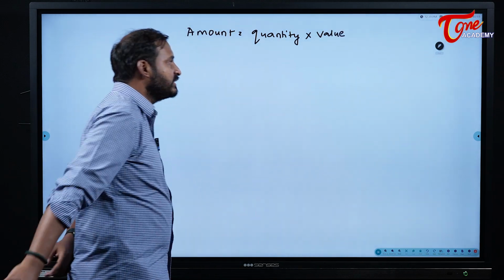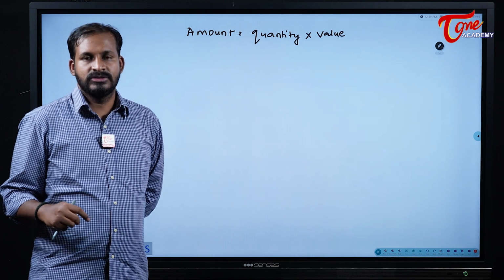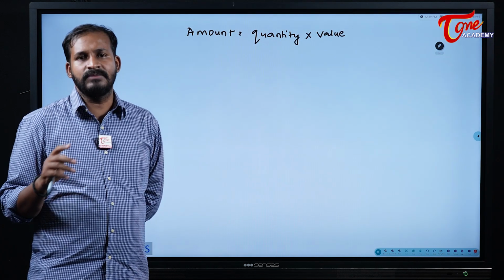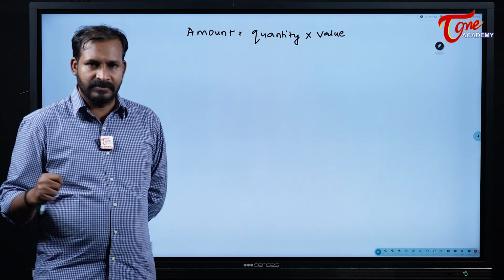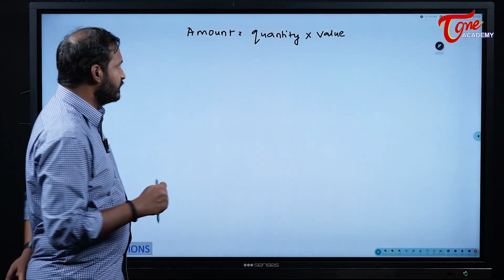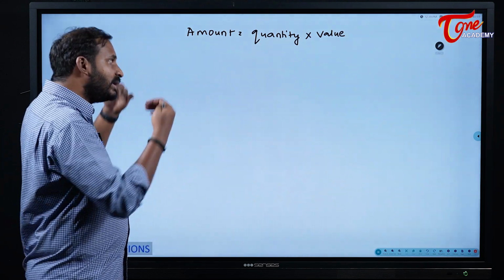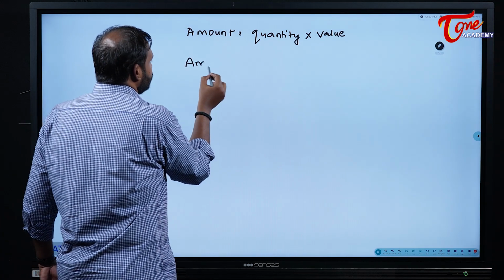For example, if you have some 8 50 rupee notes, what is the total amount you will have? 8 into 50, that means 400 rupees. You multiplied the quantity with the value. In our terminology, we will change it a little bit differently.